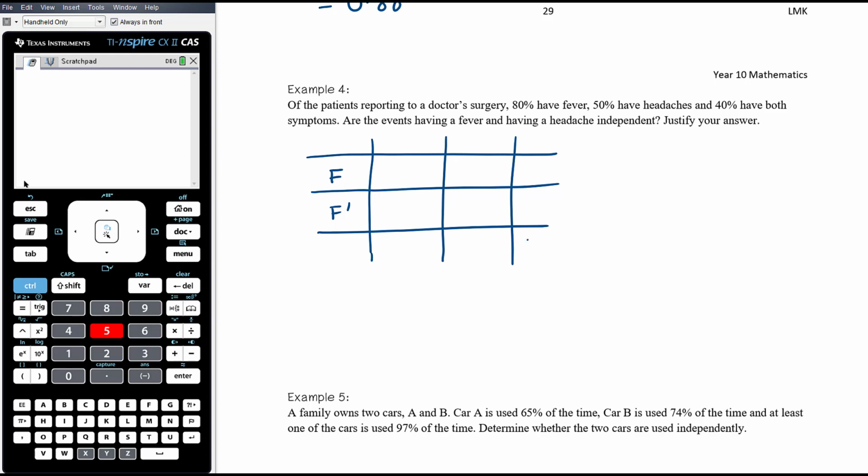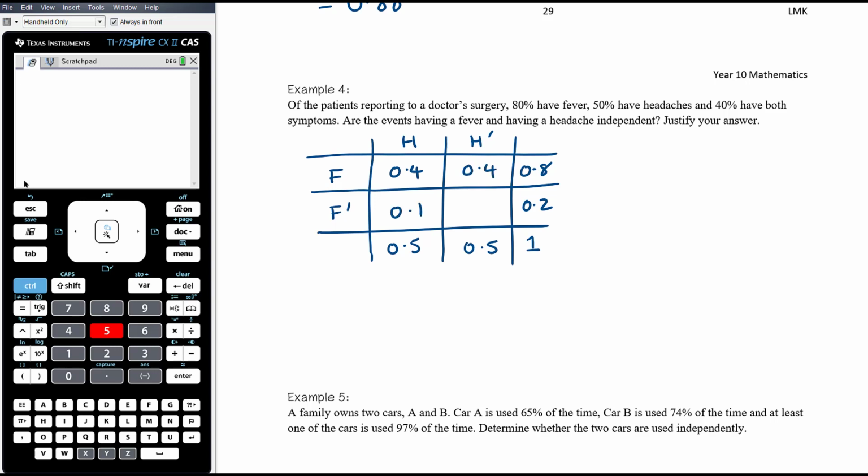I'm going to use decimals rather than percentages in my table as is the norm. So we can have fever or not a fever, we can have a headache or not a headache. Okay, and our numbers are going to be probability, so they're all going to add to 1 in the bottom right. 80% have fever, so 0.8, which means 20% don't have fever. 50% have headaches, which means 50% don't have a headache. 40% have both a headache and a fever. So from there we can fill in the rest of the table.